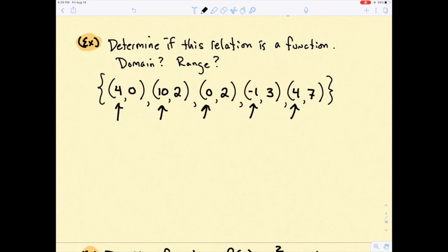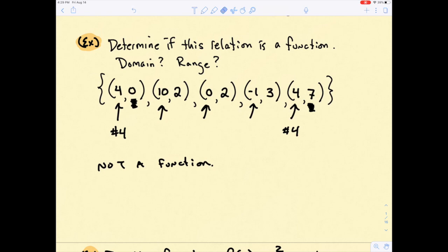And you might notice that I have a number 4 here and a number 4 here. Well, that in and of itself isn't a problem. The problem is that the 4 on the left is partnered with a 0. The partner on the right, the 4 is partnered with a 7. So what I have is an x value or a domain value that has more than one range value paired with it. So this is already not a function. All right, that would break the vertical line test. It breaks the rule for function.